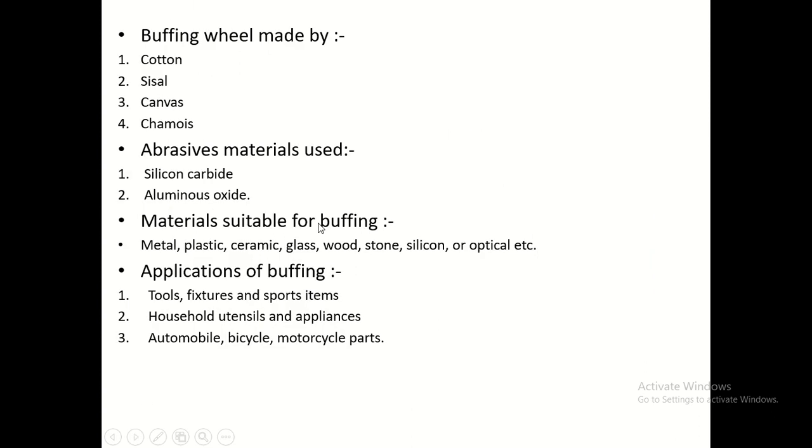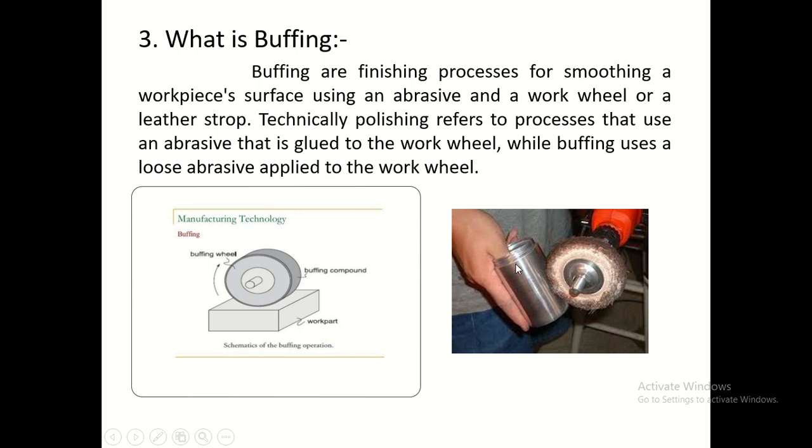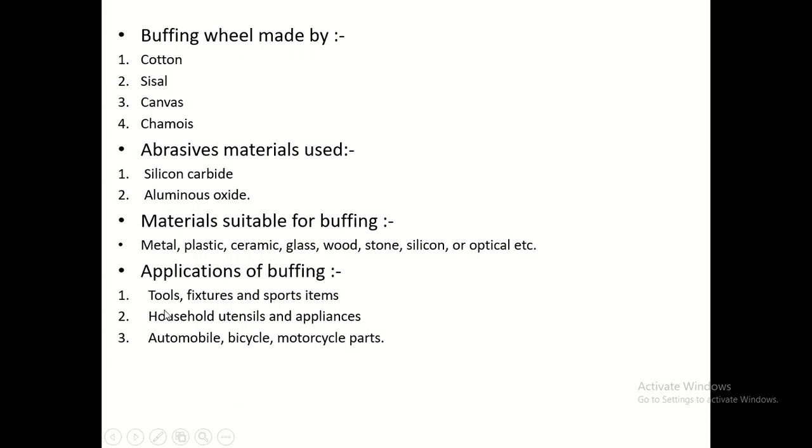Materials suitable for the buffing process: metal, plastic, ceramic, glass, wood, stone, silicon, and optical parts. Applications of buffing: tools, fixtures, sports items, household utensils, as you see here, automobile, bicycle, and motorcycle parts, etc.